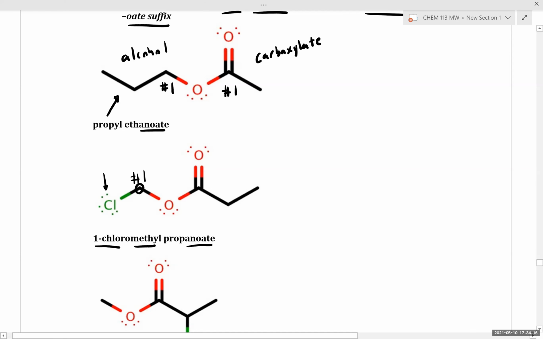Does this idea make sense to everyone? You name your alcohol side chain, then you name the carboxylate side chain, keeping in mind that both the carbonyl carbon and the alcohol carbon attached to the oxygen are designated as carbon number 1.